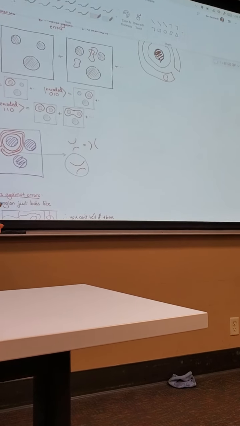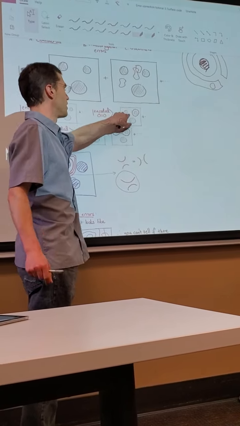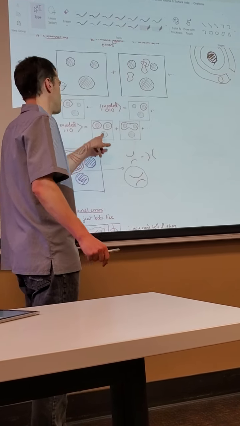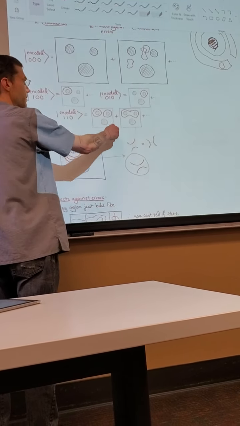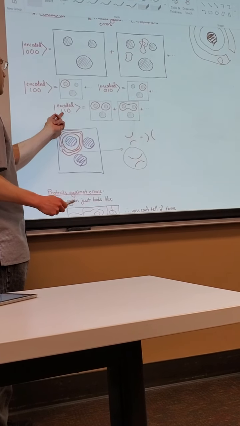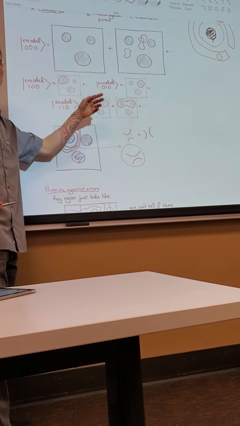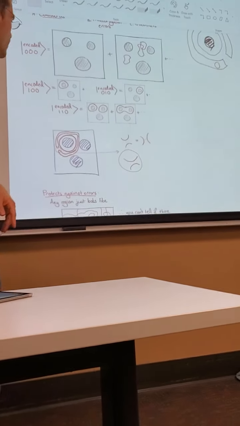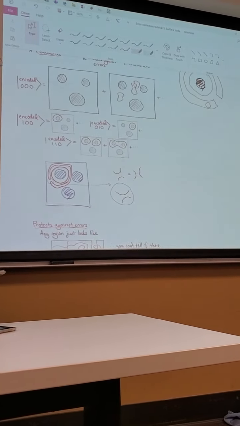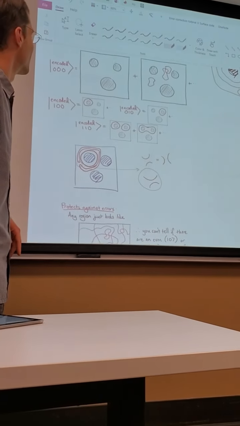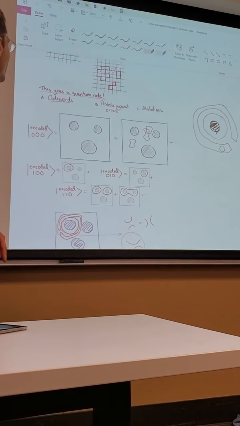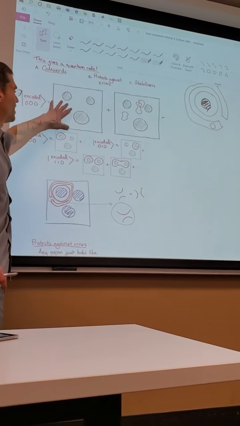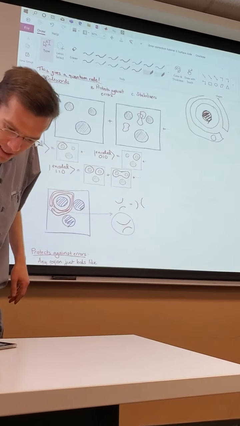Similarly, encoded 0, 1, 0 would mean that you have an odd number around the second hole. Encoded 0, 0, 1 would be you have an odd number around the third hole, and so on. So here's 1, 1, 0. You have an odd number around both of these. These are both in the superposition. So this is our code, and that's a continuous code.